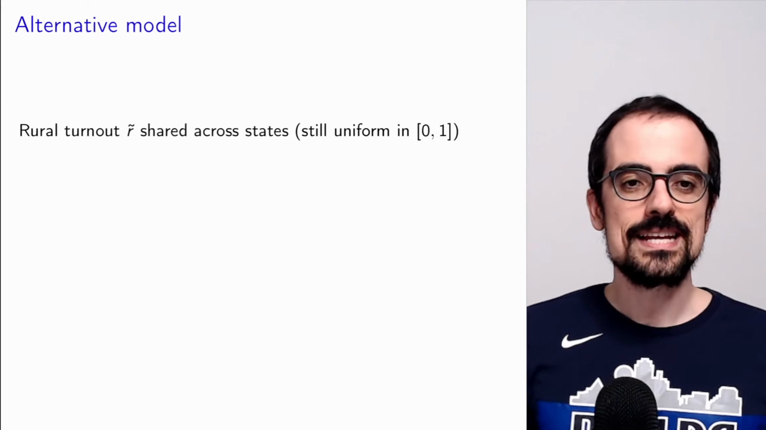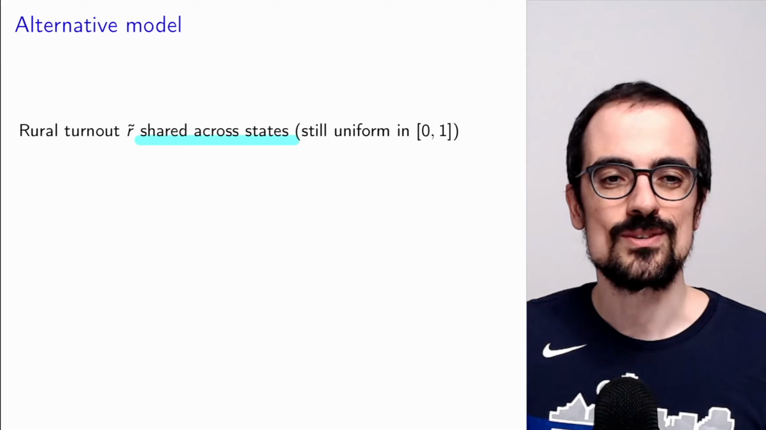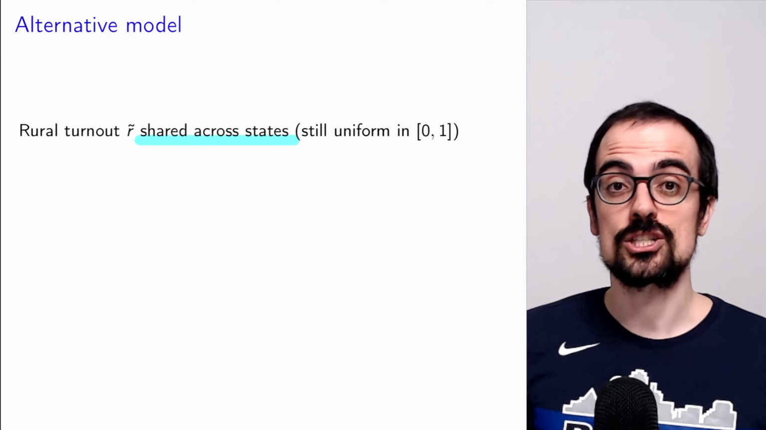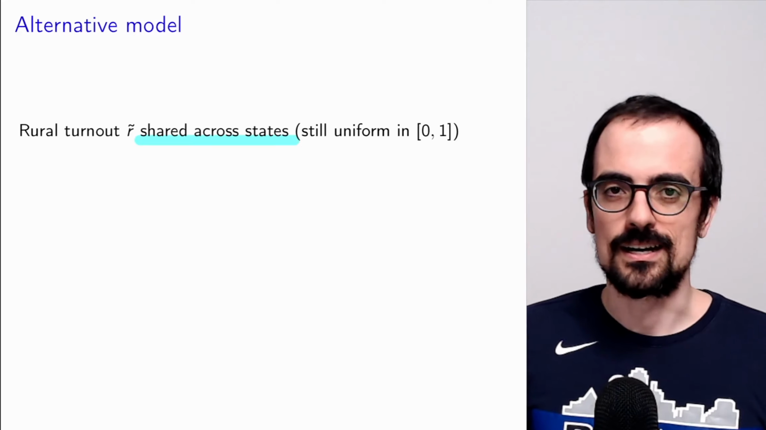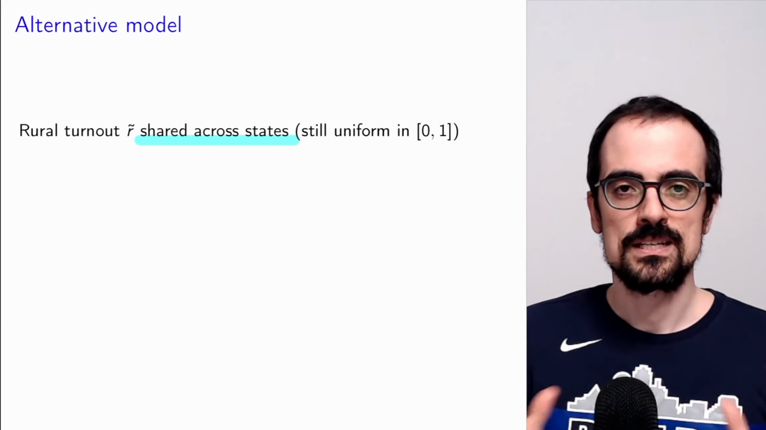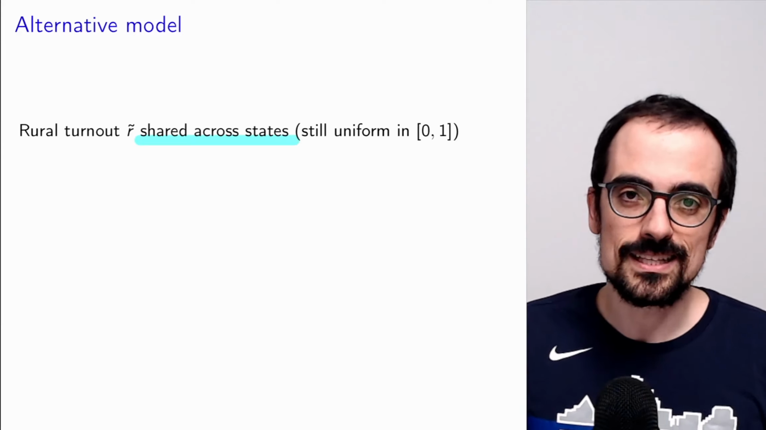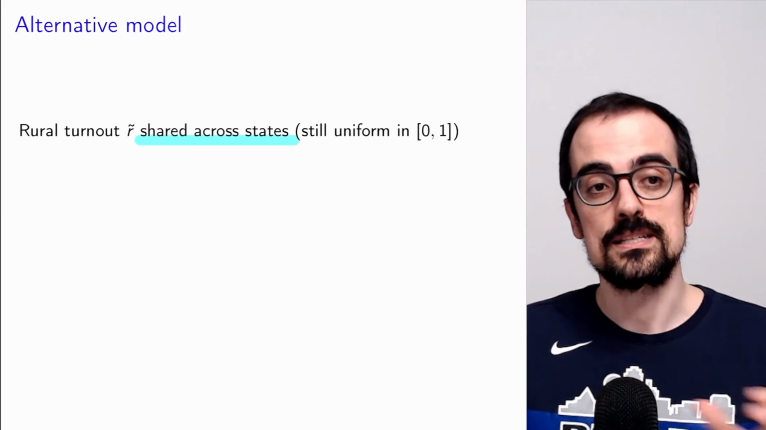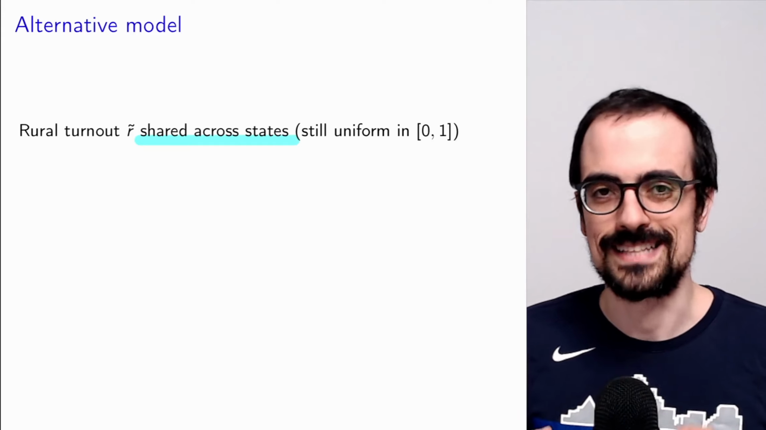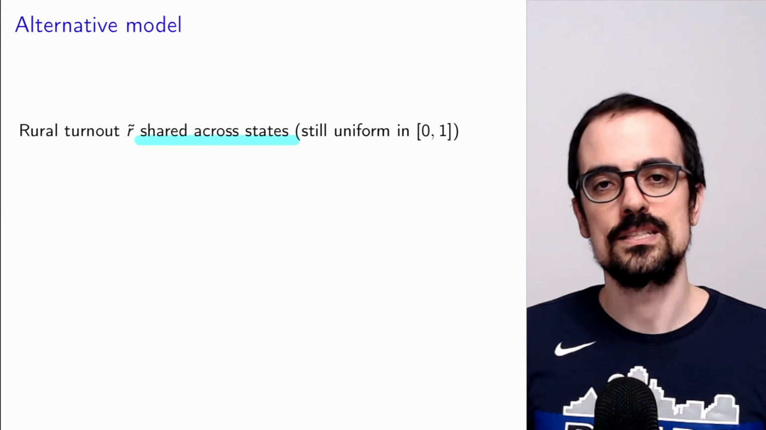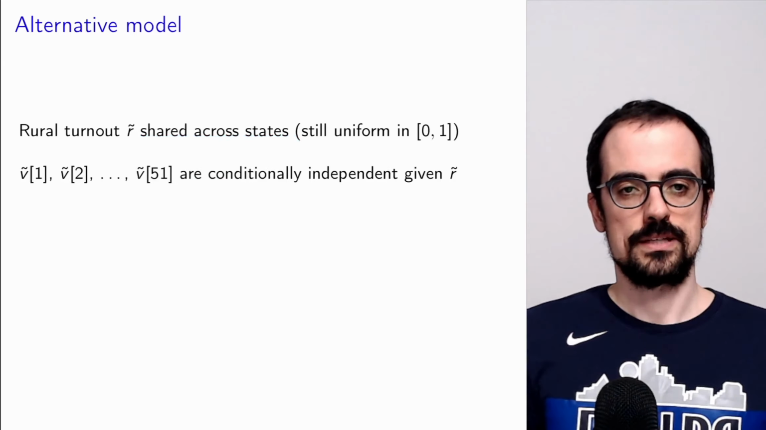Now, what we're going to say is that the rural turnout R is shared across the states. Okay, so it's going to be the same. The same fraction of rural voters are going to go out to vote in California, Alaska, Hawaii, all at the same time. Okay, this of course is a cartoon situation. In reality, you would probably have higher correlation in states which have similar demographics. But again, we don't want to make the example too complicated, so we're going to look at a situation where they're all correlated.